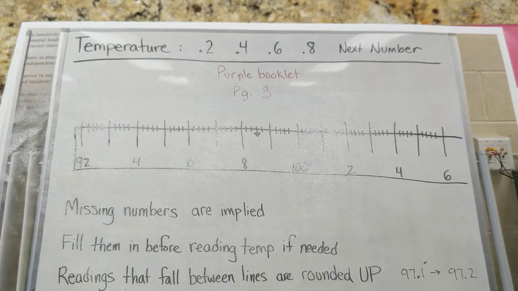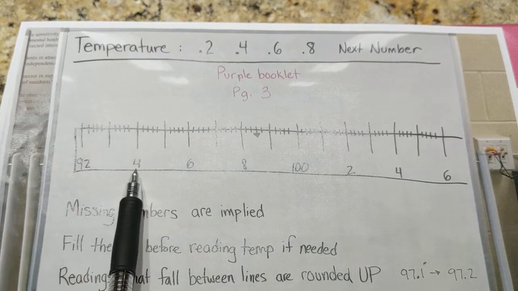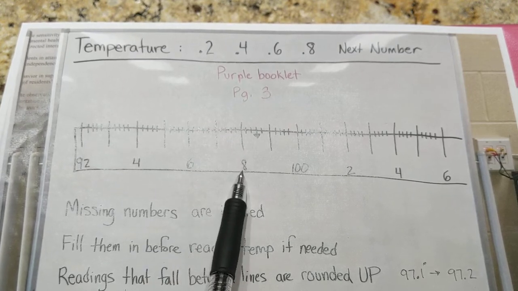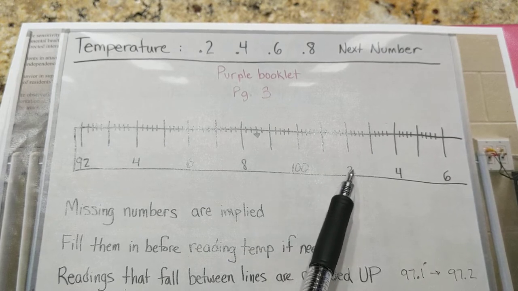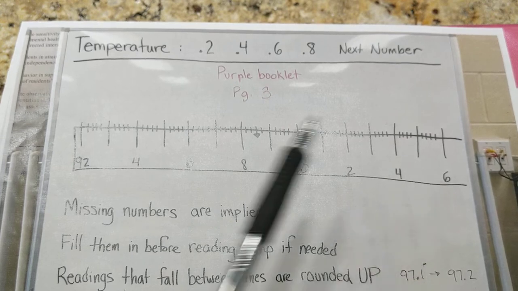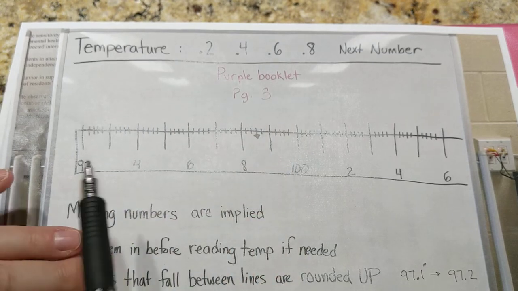And on your test, if you would like to write in your missing numbers before reading the actual temperature, that would be just fine. So once we have the big numbers filled in, 92, 93, 94, 95, 96, 97, 98, 99, 100, 101, 102, 103, 104, 105, 106. Once we have those filled in, then we could go to the 0.2, 0.4, 0.6, and 0.8.